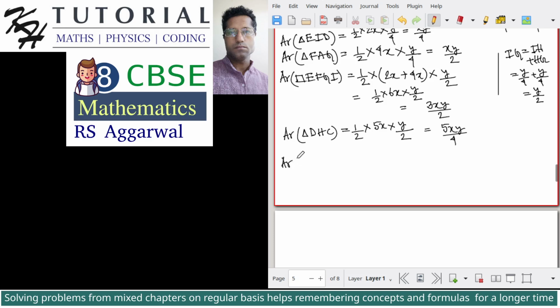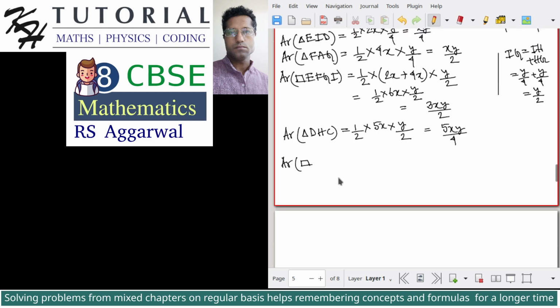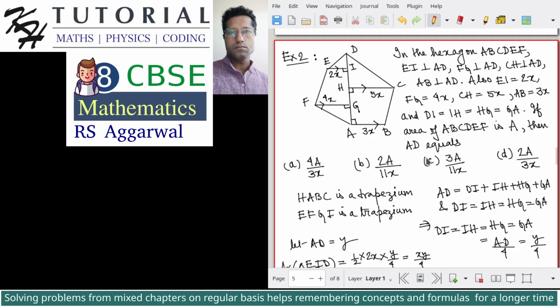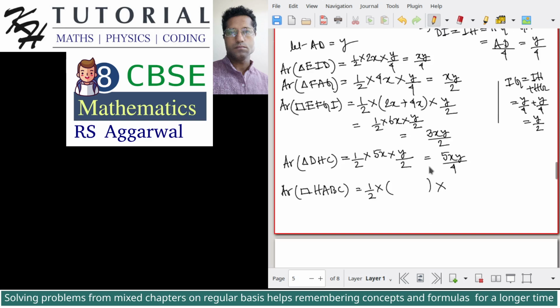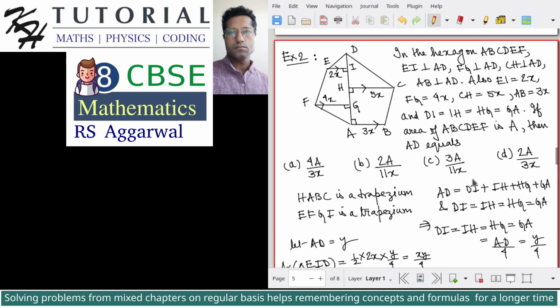And what is the area of the trapezium? On the right hand side, we have the trapezium HABC. It is half multiplied by the sum of the parallel sides multiplied by the altitude. So what is the sum of the parallel sides? The parallel sides of the trapezium on the right hand side are HC and AB, and they are of dimension 5x and 3x. So we have 5x plus 3x. And what is the height, the distance between the parallel sides? It is HG plus GA, that is again y by 2.